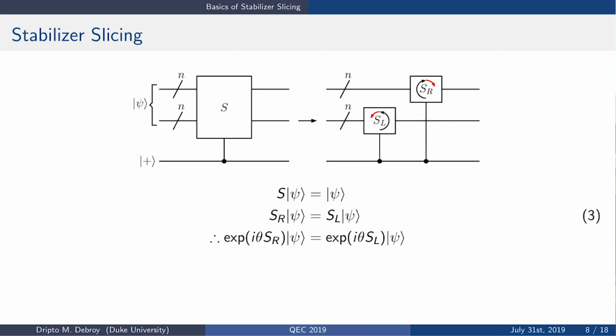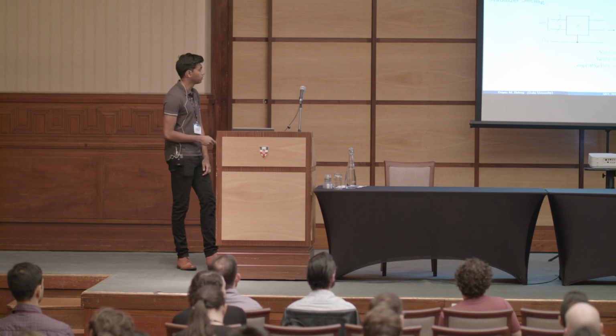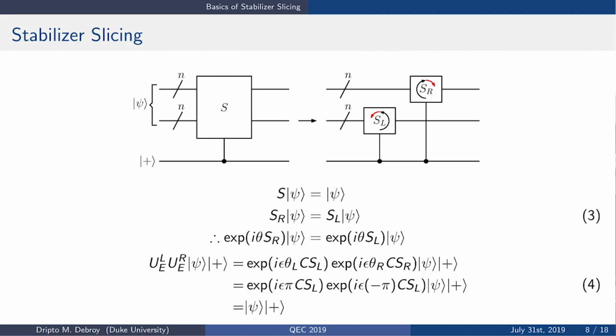An error of the type SL looks the exact same as an error of the type SR when applied to a valid code state. So as a result, any small rotation about SR will look like a small rotation about SL. Here I have the gate errors that occur after a controlled CSL and a CSR operation applied to your state. So we have a small angle epsilon theta L rotation about the CSL direction, and then an epsilon theta R rotation about CSR as well.